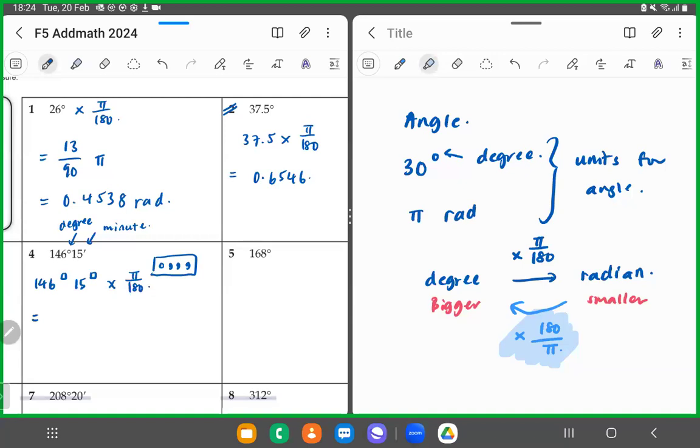Okay, so what would you get for this one? 2 point something, I think.